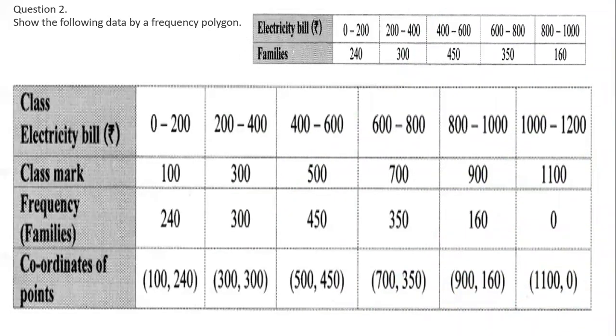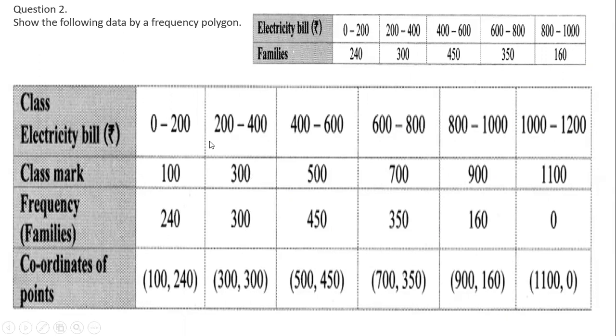The second one of practice set 6.5. Here you have to draw the frequency polygon of the given data. In the class electricity bill, it is given 0 to 200, 200 to 400, 400 to 600, 600 to 800, 800 to 1000, and 1000 to 1200. And a class mark.